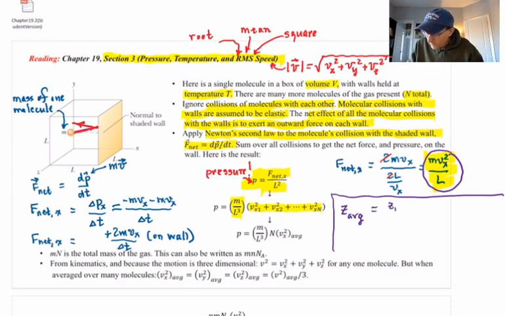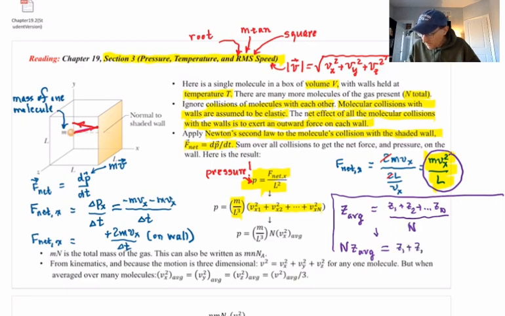So take Z1 plus Z2 plus up through Zn, and divide by N. That's what we mean by average. So if I multiply both sides by capital N, then an equivalent way of saying this is capital N times Z average is just the sum of the N individual Z values. Okay? Just to rearrange that expression.